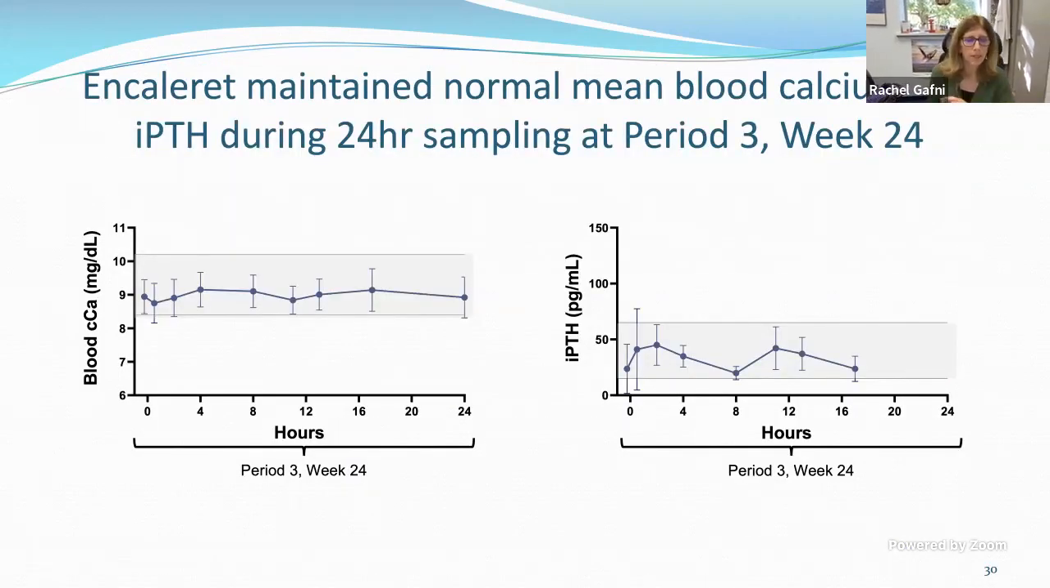And when we did 24-hour sampling on a single day, when the patients were admitted to NIH in week 24 of period 3, and we drew their blood multiple times a day over 24 hours, you can see that the blood calcium level on the left panel stayed really flat. It was very stable without a lot of spikes and drops. And the PTH on the right also stayed within the normal range. So here we're seeing PTH stay normal, not seeing these giant spikes like we saw in the one where you were given the injection of PTH. So this seems to be more physiologic.